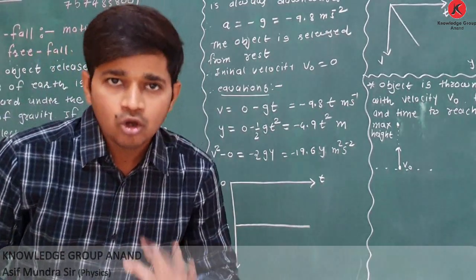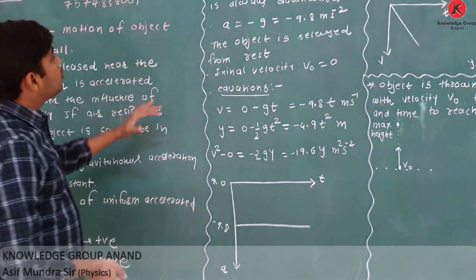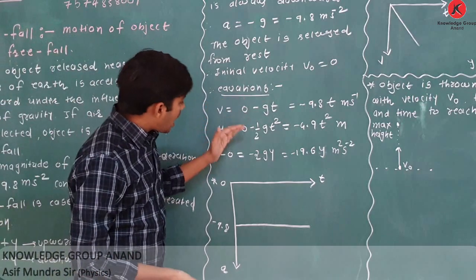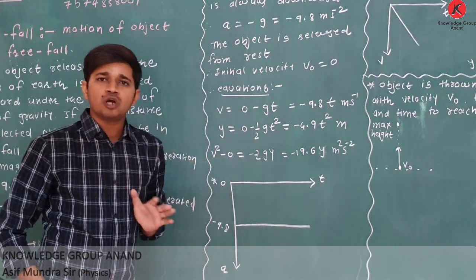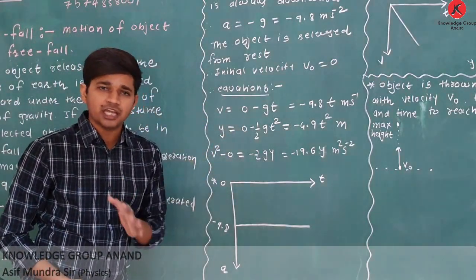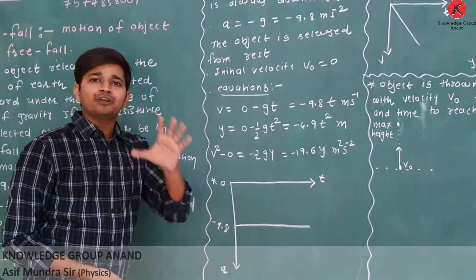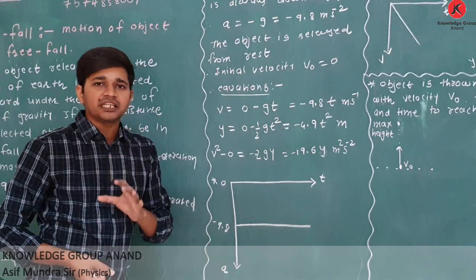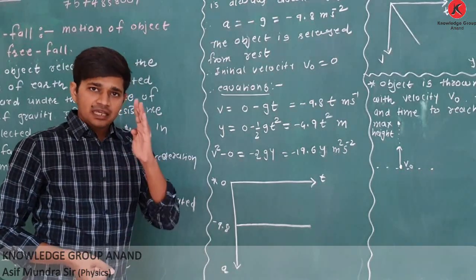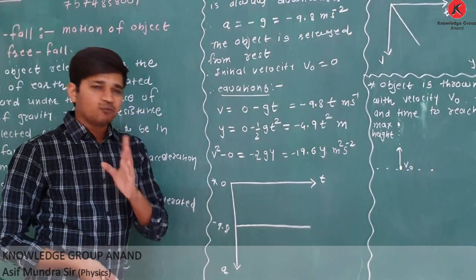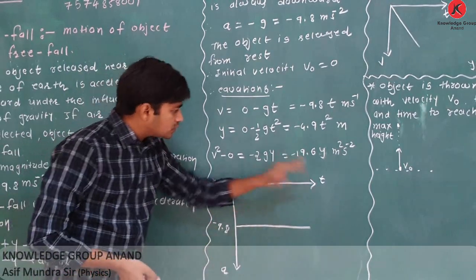Clear? Okay, so it is about free fall. In free fall, you have to make these changes. Now graph for free fall. What is the graph of acceleration, velocity, and displacement with respect to time? First graph, acceleration versus time.